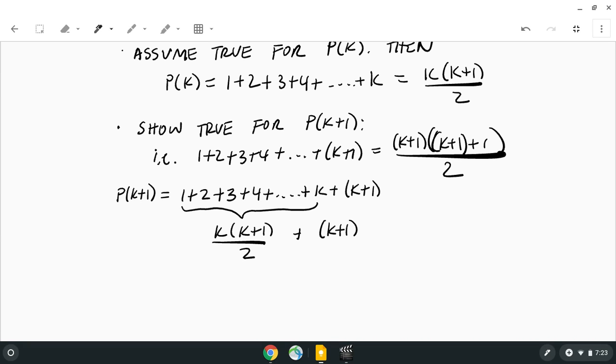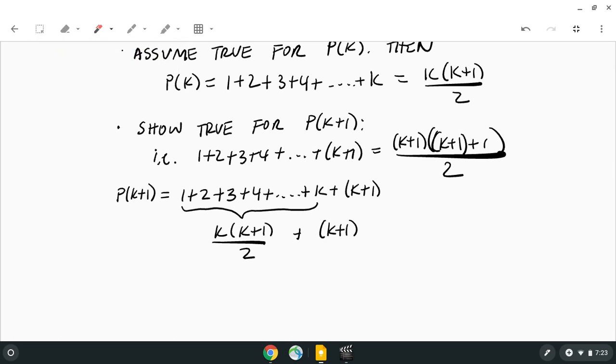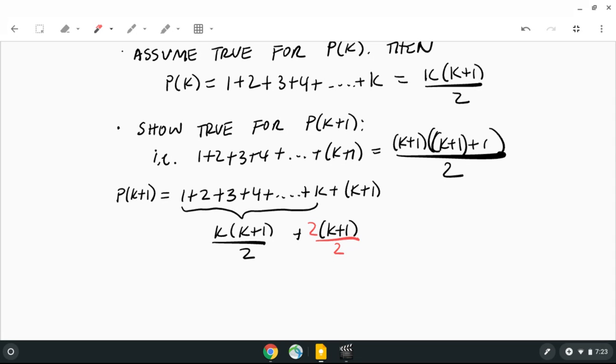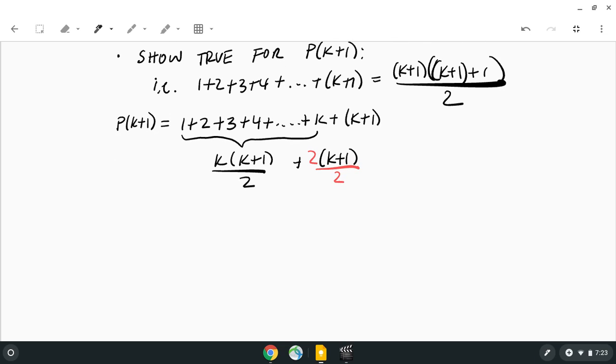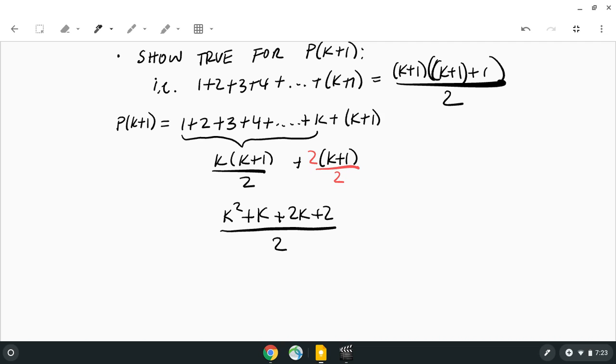Okay, so now I have fractions, so I'm going to go ahead and multiply this one by 2 over 2 so that we have a common denominator. Okay, so now we have a common denominator, so I can multiply these out and combine them. So here I get k squared plus k, and over there I get 2k plus 2, and it's everything over 2. Well, at least we have the 2 part. Okay, so now we've got to work with this top part.